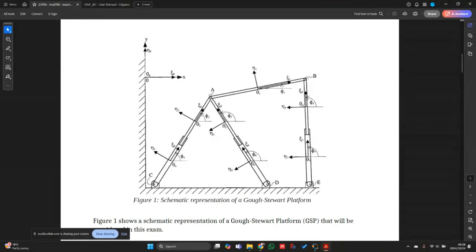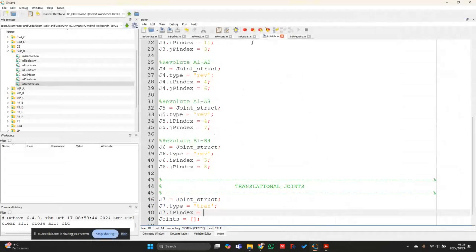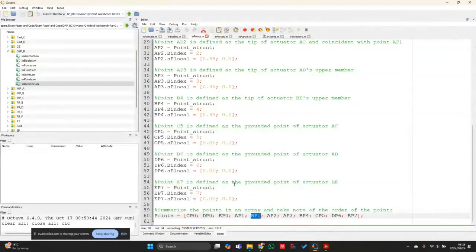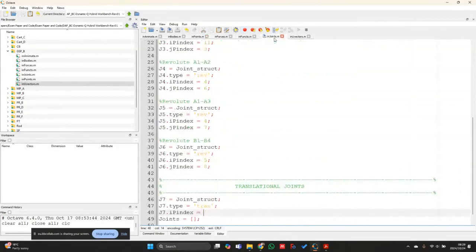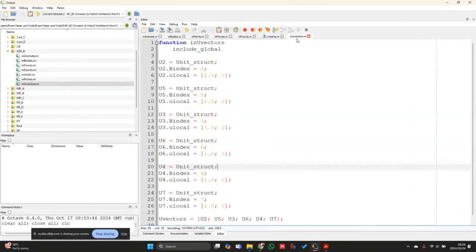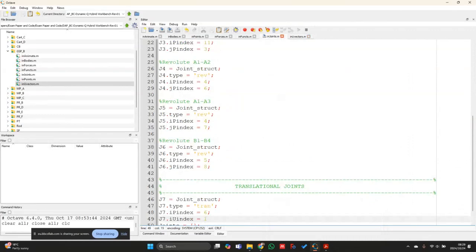So in this case, I'm just going to start by saying AP2 is the IP index. So if I head to in points over here, that would be index 1, 2, 3, 4, 5, 6. So then I define over here 6. And then I just have to give the correct IU index as well. So this is then the one on body 2. If I go back, that is the first element that I have over there. So I'm just going to say 1.